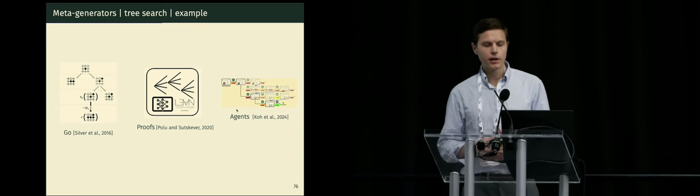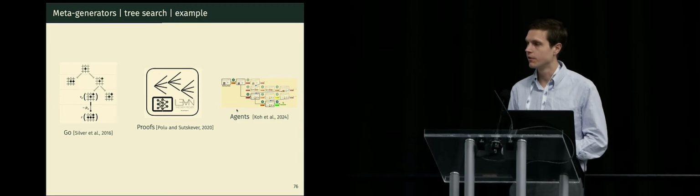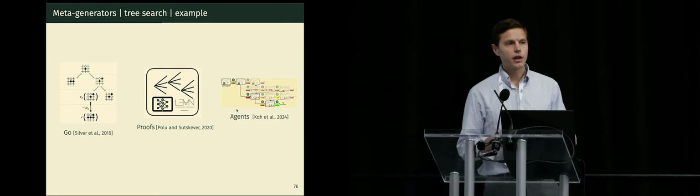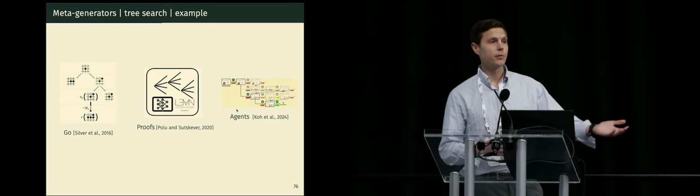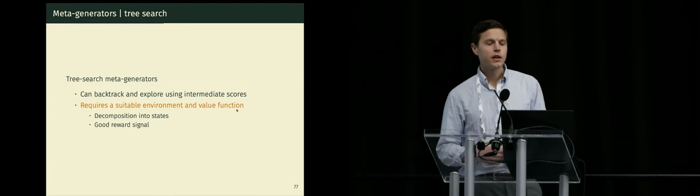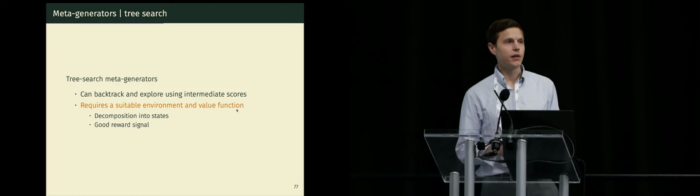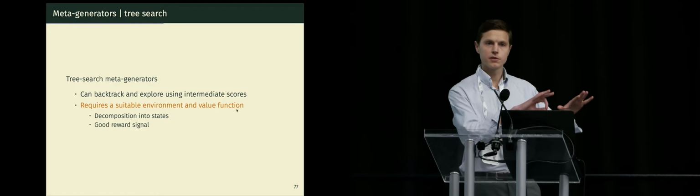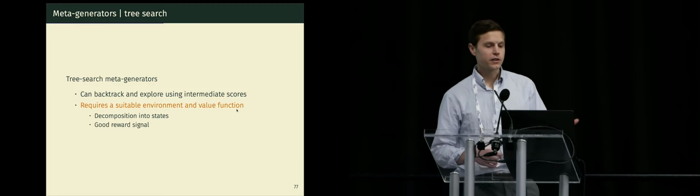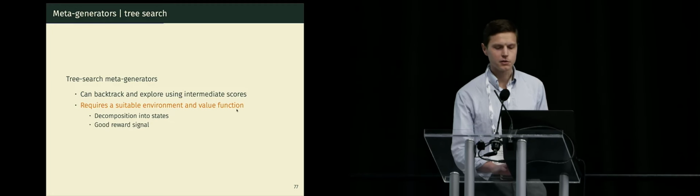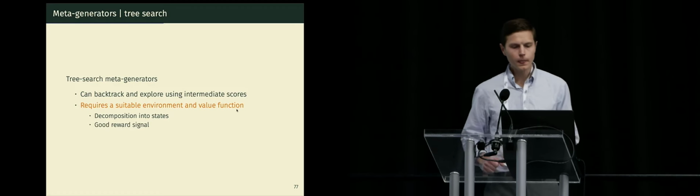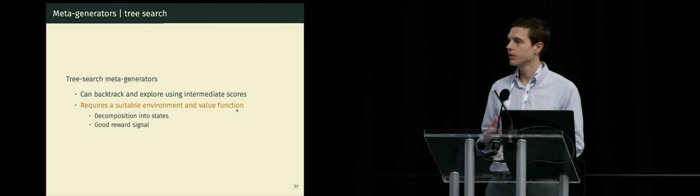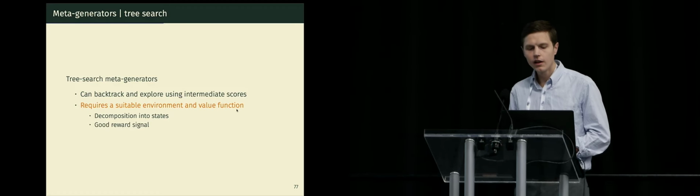And then similarly, in some of these more recent agent environments, you often have an environment that you're interacting with. Every time you take an action, the environment will give you new information. This again gives you some opportunity of exploiting these intermediate states to perform some kind of tree search. And in fact, we've seen some papers starting to explore this. So the tree search meta generators can backtrack and explore using these intermediate scores.